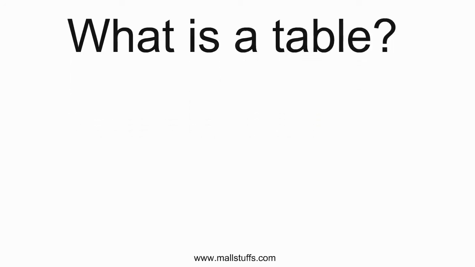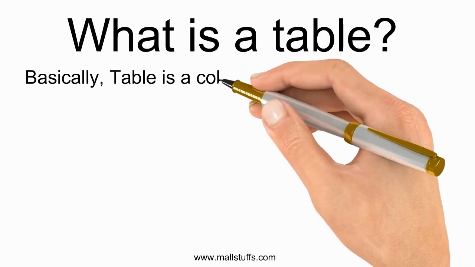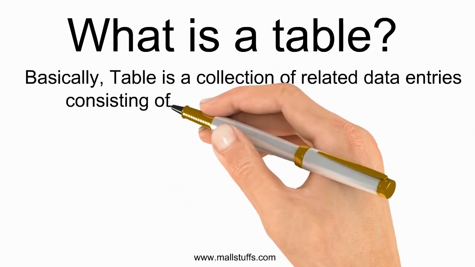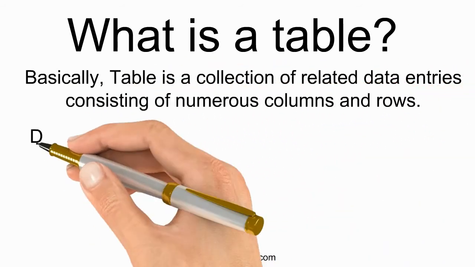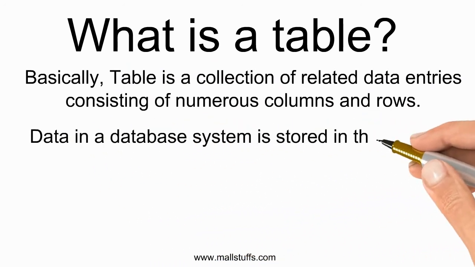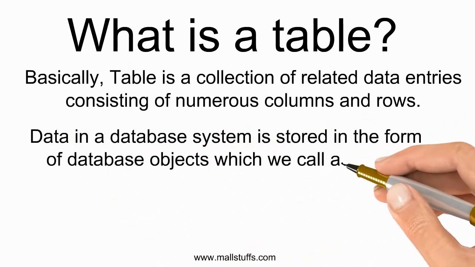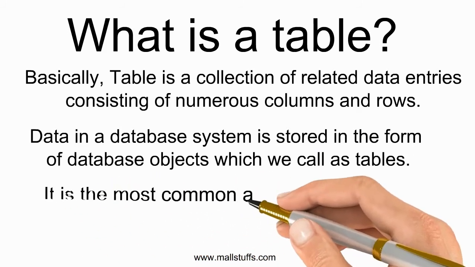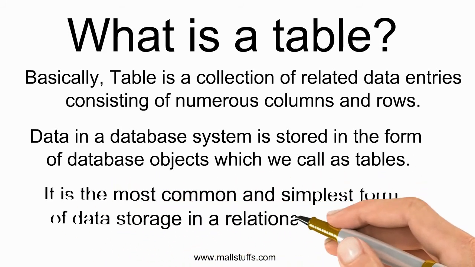So let us first see what a table is. Basically, a table is a collection of related data entries consisting of numerous columns and rows. Data in a database system is stored in the form of database objects, which we call tables. It is the most common and simplest form of data storage in a relational database.